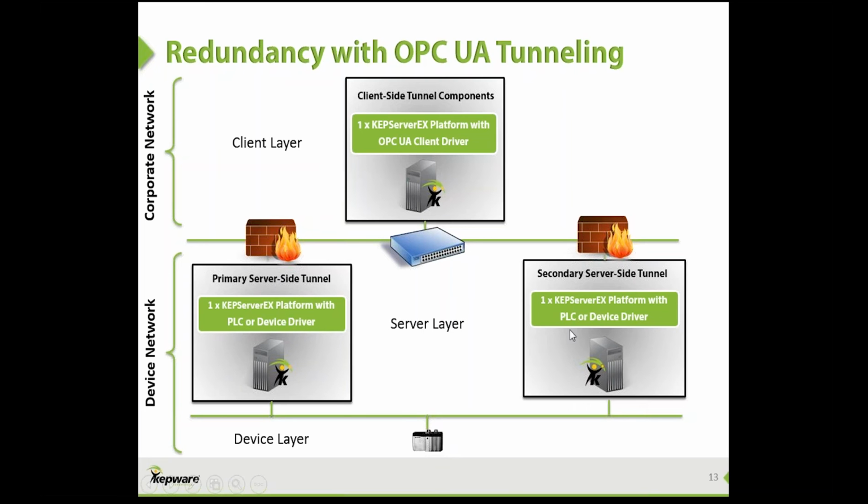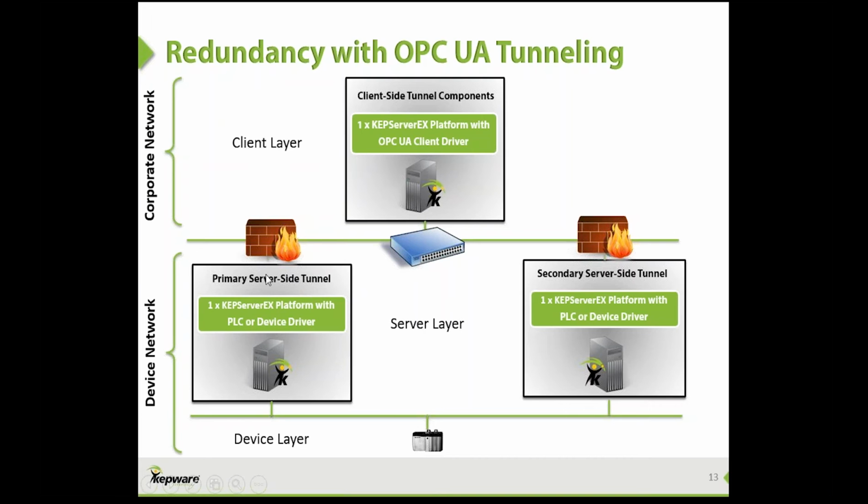where you install KEPServerEX local to the device network. And then you use KEPServerEX UA server in conjunction with what we call our OPC UA client driver on the client side on the corporate network to tunnel secure information across that network. And that's actually really easy to set up. You just need to set up what we call an OPC UA endpoint URL on the UA server side of the tunnel, and then set up our OPC UA client driver on the client side of the tunnel, and you get actually 128 or 256-bit encryption over a single dedicated TCP port.